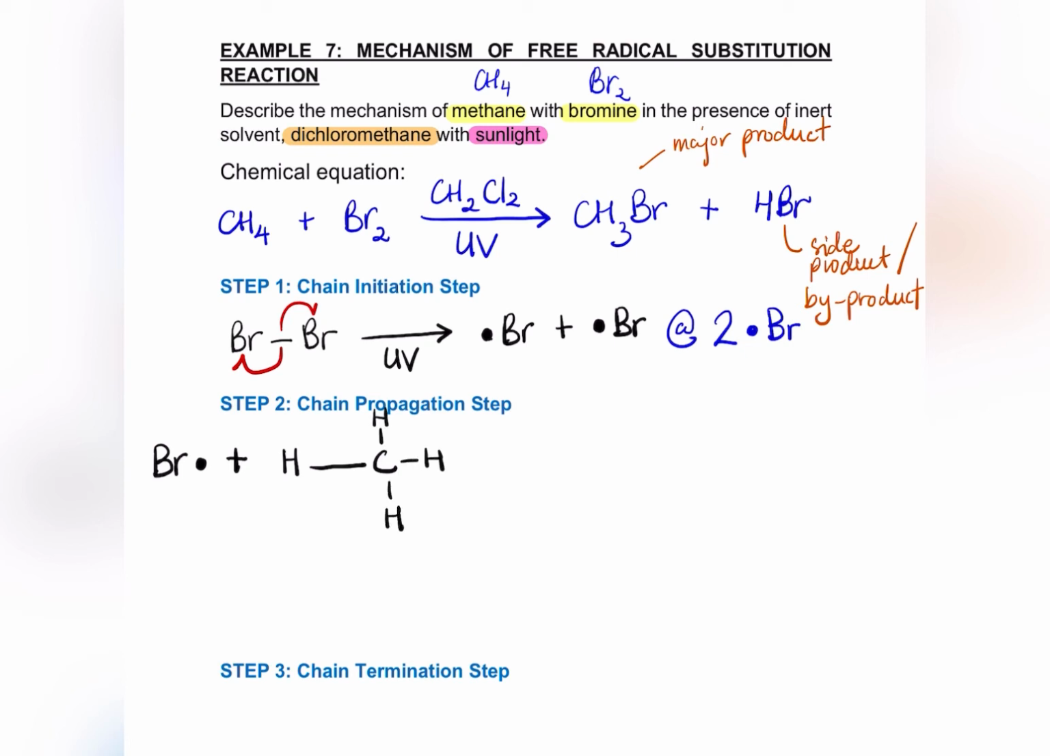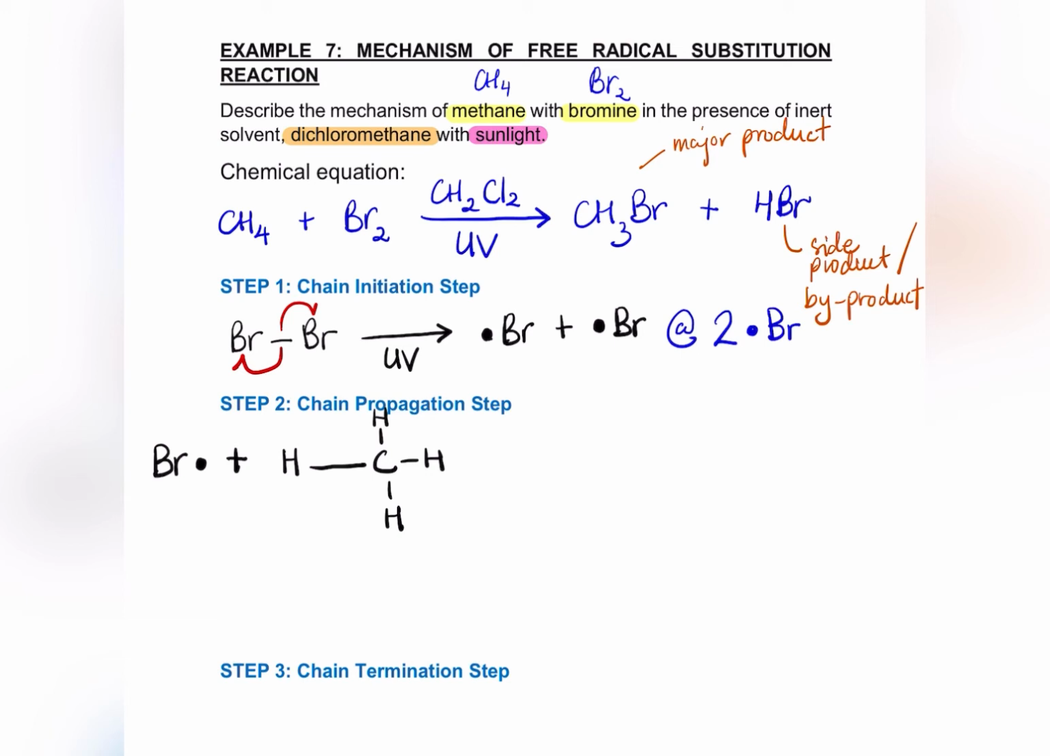Why do I make this bond a bit longer? Because I'm going to show the reaction between this hydrogen and this bromine radical. So that's why when you draw your structure for an alkane, please show a bit longer bond between the carbon and the hydrogen that you want to replace later on. So let's continue. What will happen?